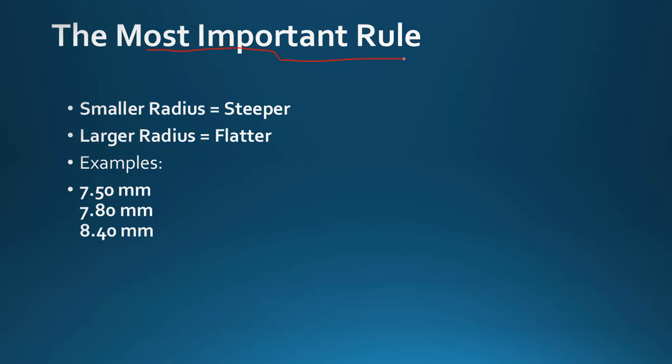Next, the most important rule: smaller the radius, smaller the value in millimeter, steeper will be the surface, and larger the radius, flatter will be the surface. For example, we have three values here, 7.50, 7.80, 8.40. So the steepest surface will be 7.5 and the flattest surface will be 8.4 millimeters.